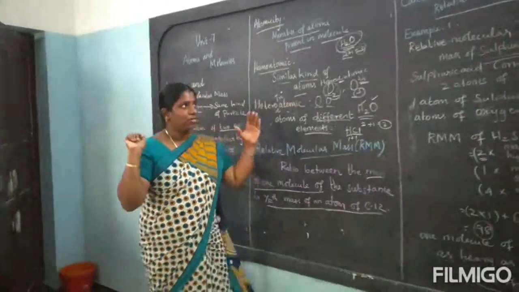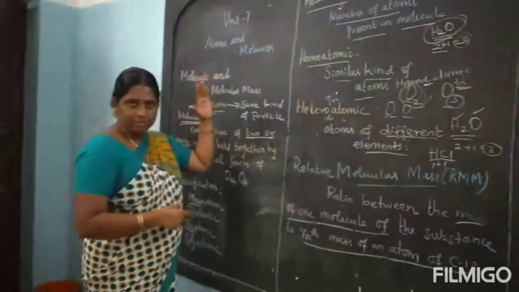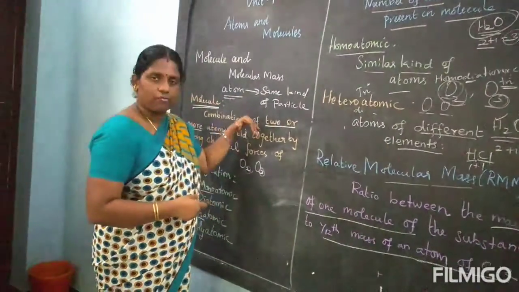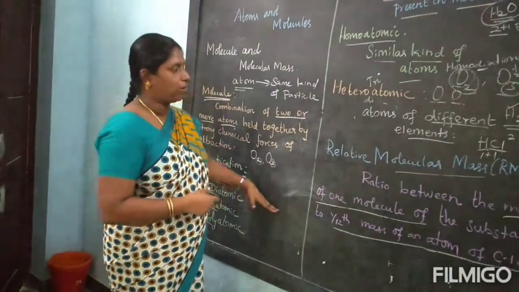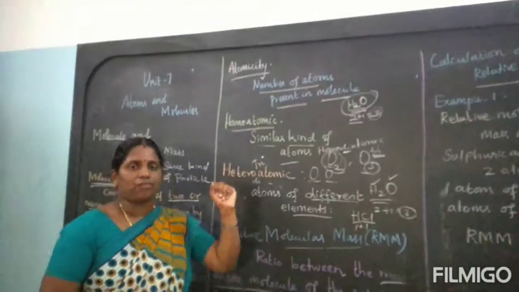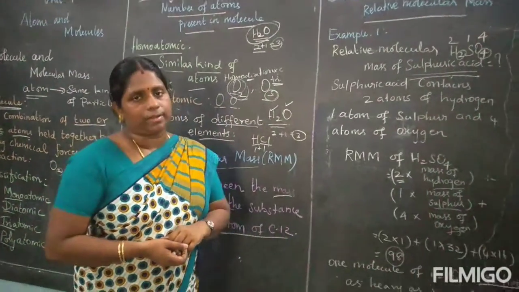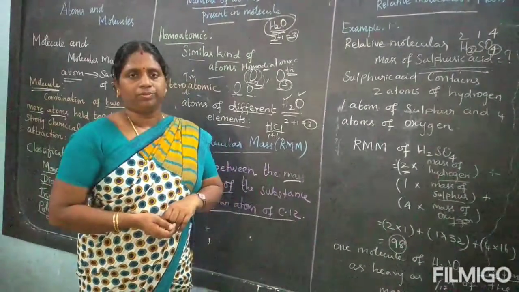Let me recap all the things we have discussed now. Atoms and molecules, definition of molecule, the types of molecule, relative molecular mass, then calculation of relative molecular mass, and at last the differences between atoms and molecules.